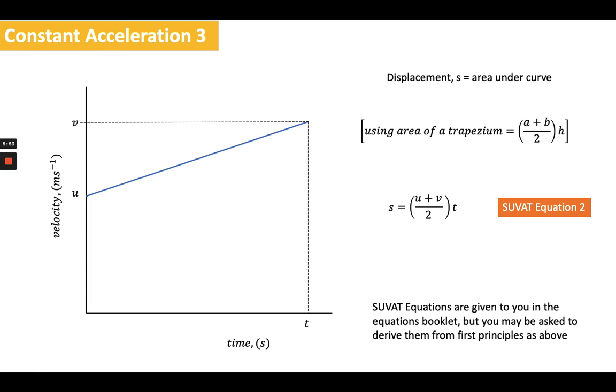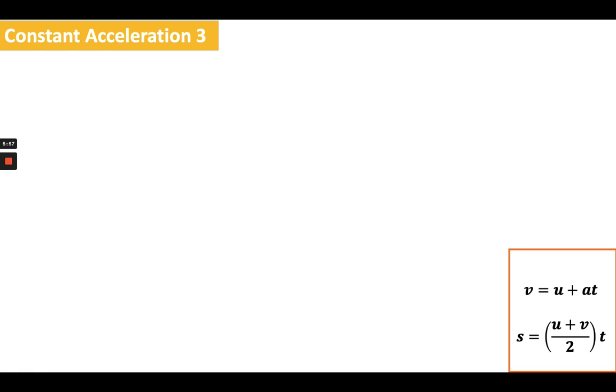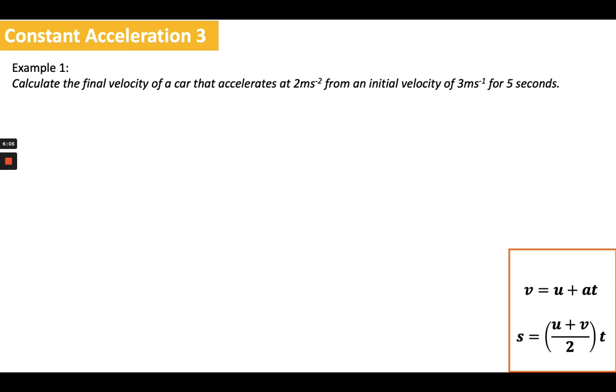We're now going to start thinking about how we can use them, and I'm going to go through 4 example questions. I've left our SUVAT equations on the screen for us because we'll always be given them, so we can refer to them at any point. That's fine. But this is my first example. I want to calculate the final velocity of a car that accelerates at 2 meters per second squared from an initial velocity of 3 meters per second for 5 seconds.